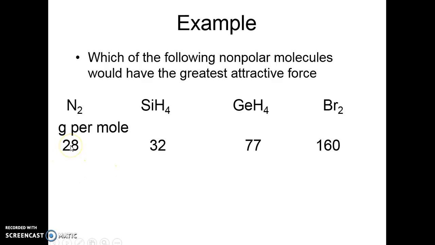If you look at nitrogen, it's a gas at room temperature. Bromine is a liquid at room temperature. So you can see the behavior is reflected in its intermolecular attractive force.